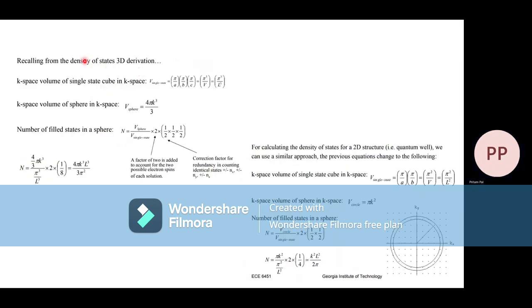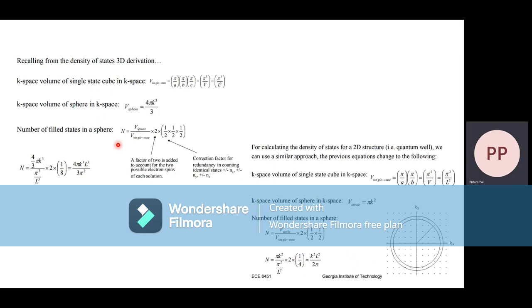So this is the volume of a single cube in K-space, and the K-space volume of the sphere is basically this. So how do we get the number of filled states in the sphere? We have to divide the volume of the whole sphere by the K-space volume of a single state.